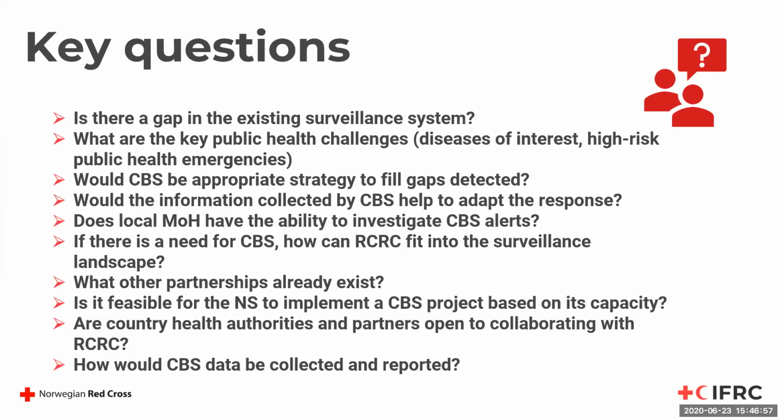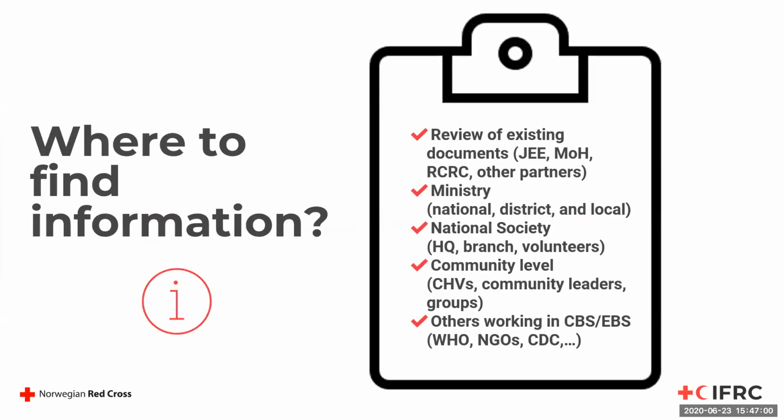So for all these questions we're asking, where can we find this information? There's a ton of places to look, really, in existing documents. These could be joint external evaluation reports that are done by Ministry of Health and WHO. Ministry of Health, if they have an existing community health strategy, some often already have community-based surveillance strategies, or they have EBS strategies. They may also have IDSR strategies. For the most part in Africa, they will have that. So pulling from these documents and seeing what already exists, and if there is a gap, what we can see on paper, where do we think we could really fill a gap there as well?